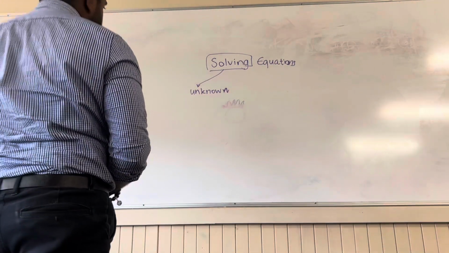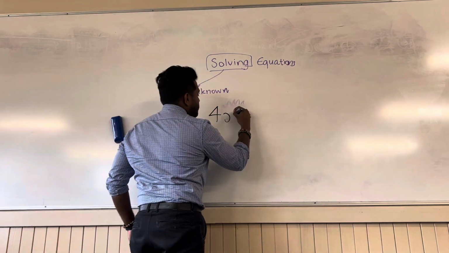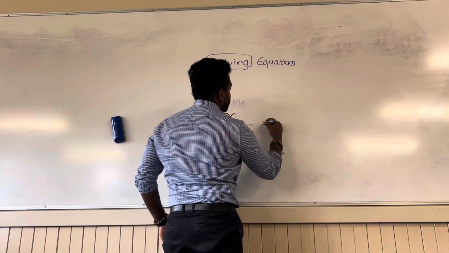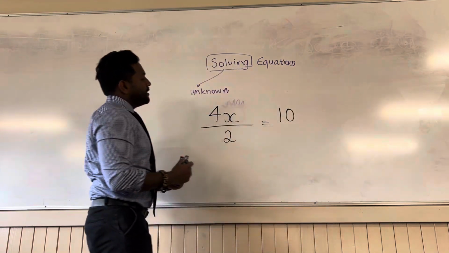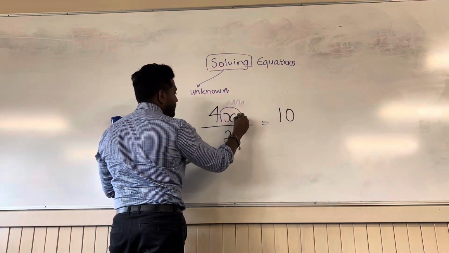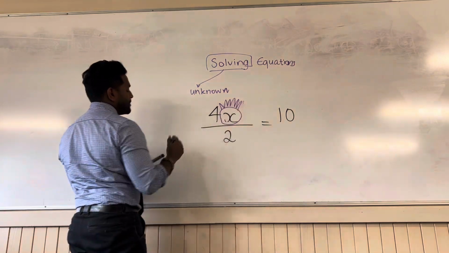So we're going to go through a question with solving equations that involves fractions. So if I said 4x over 2 is equal to 10. Okay? So now, in order to solve for this question, we need to find this guy who's the king, and we need to make sure this king is by himself.